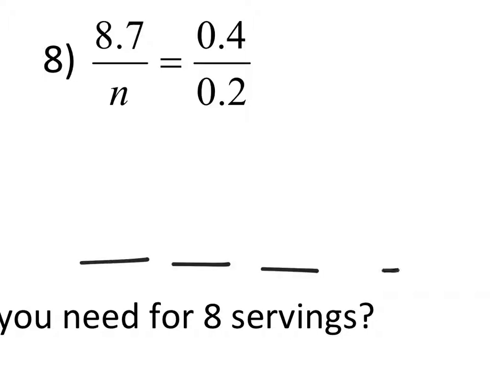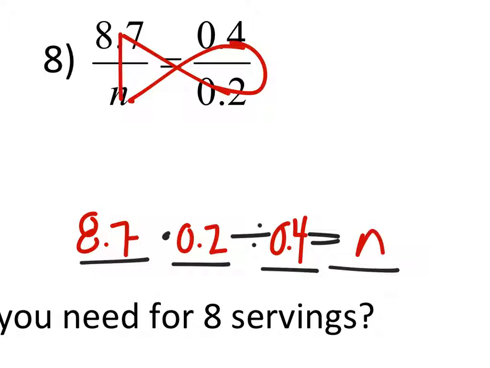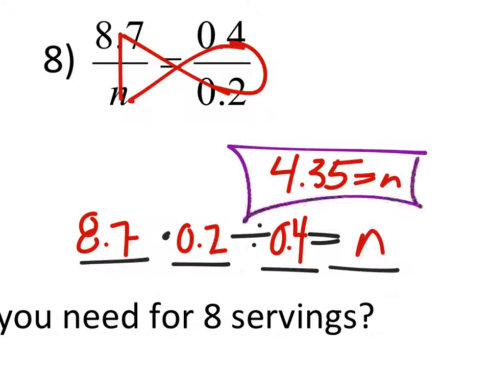One, two, three, four values, multiply, divide, equals. So, starting with the n, we'll create the tail: 8.7, cross to 0.2, divide by 0.4, and we'll finish off at n. Well, this is again something I can just plug into the calculator, divided by 0.4, I get 4.35 equals n.